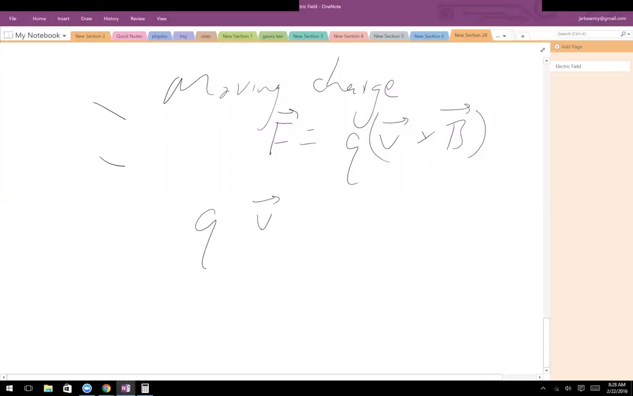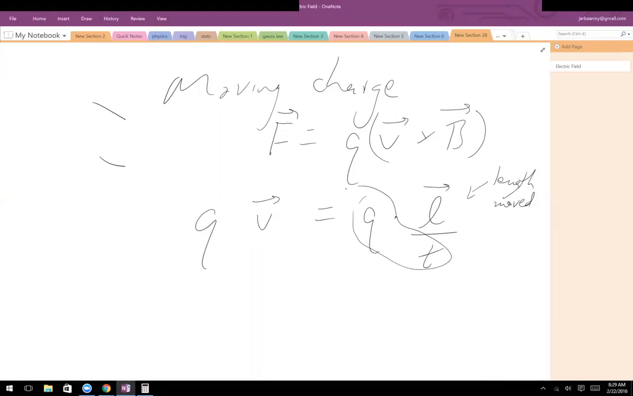Well, V is like distance over time, right? So this is Q times, I'll just call it L over T, where L is the length moved, but as a vector, I care about the direction, not just the distance, right? Well, what's Q over T? What is a current? A current is moving charge, right? So that Q over T, that's just current.